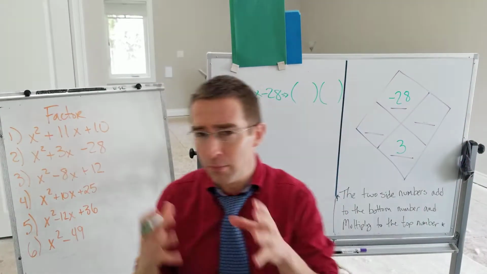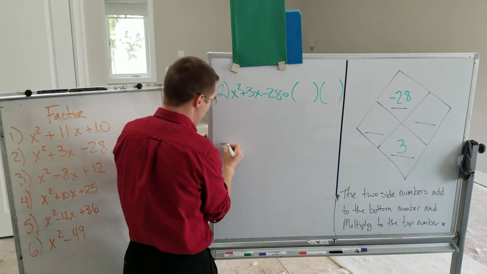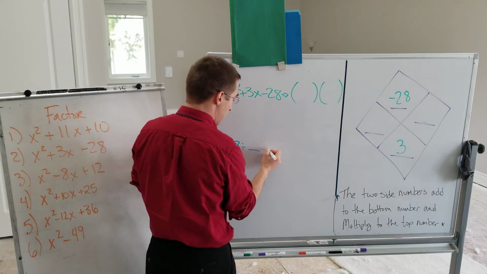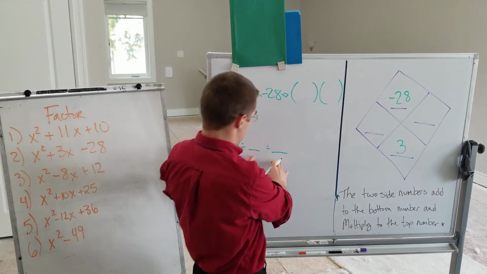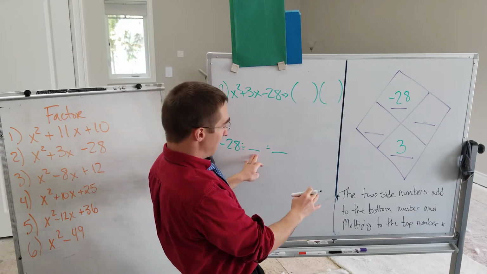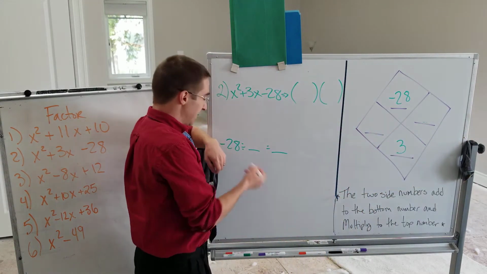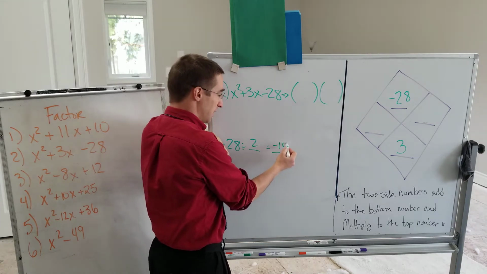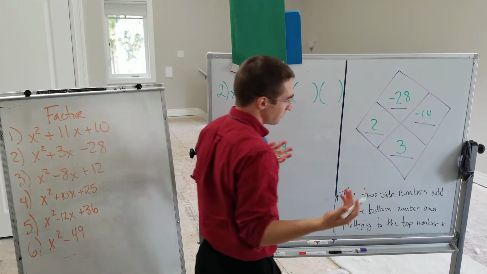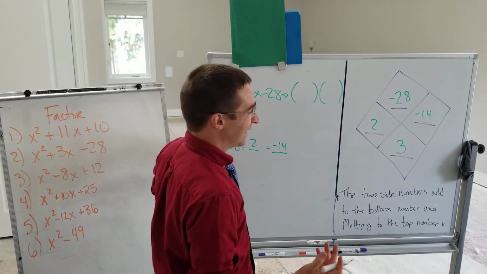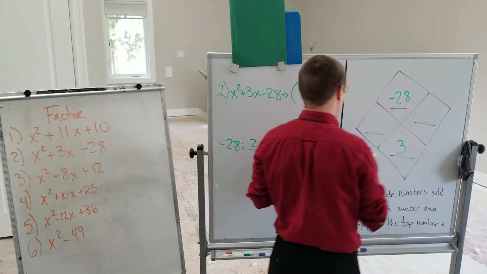So numbers that multiply to give me a negative. Well, let me just take this negative 28 and divide it by something and see what we get. These two numbers: negative 28 divided by something equals something, put them there, see if they add to 3. So like negative 28 divided by 2, that's negative 14. So 2 and negative 14, that would add to negative 11. That's not what we want. Rats. Let's try 4.